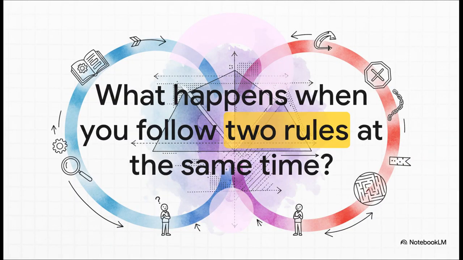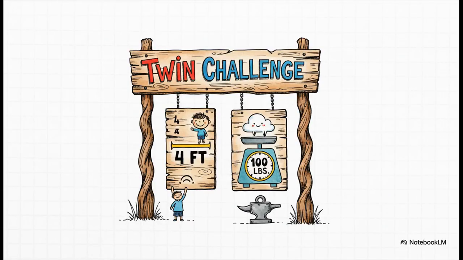So, before we even touch the math, let's start with a really basic question. What happens when you have to follow two different rules at the exact same time? Picture this. You're at an amusement park, and there's a ride with a sign just like this. To get on, it's not enough to be taller than 4 feet, and it's not enough to weigh less than 100 pounds. You have to meet both conditions. That idea, satisfying multiple rules at once, is exactly what we're doing today.